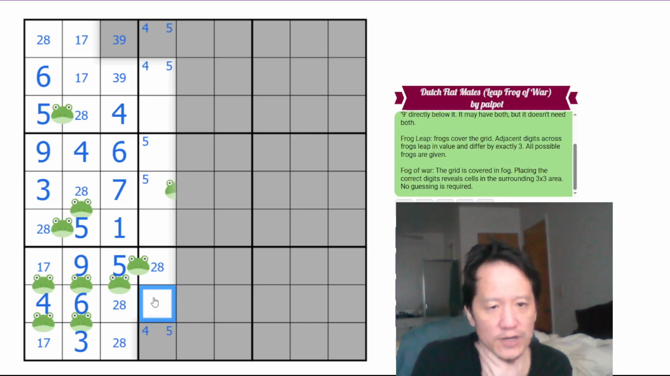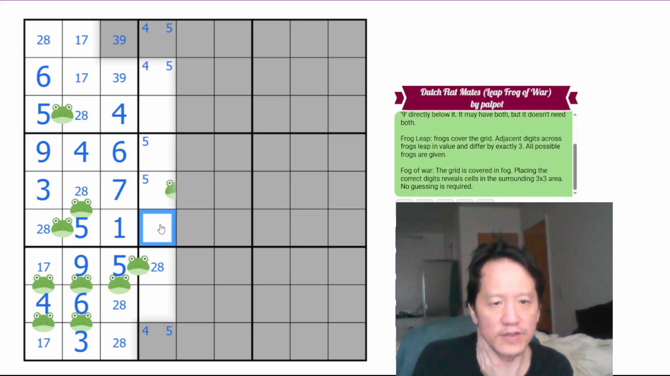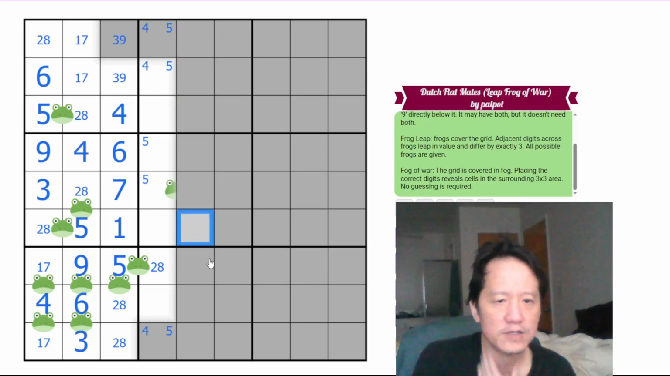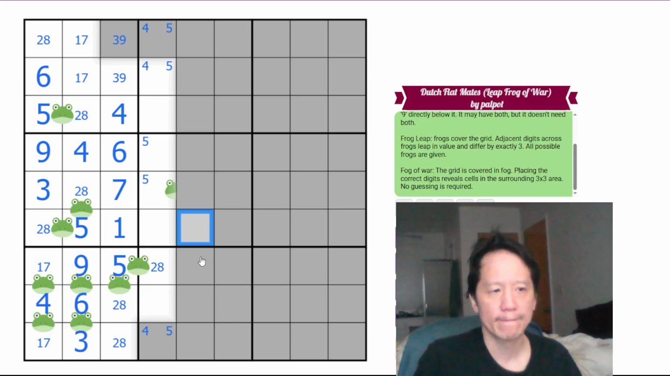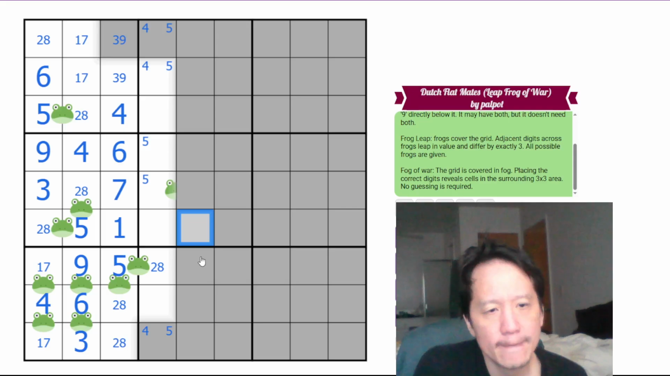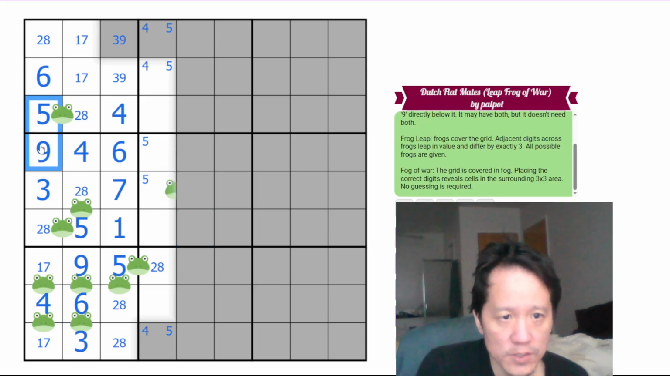If this is 5, this would have to be a 1. That's valid. If this is 5, 9 could be here or 1 could be here. That's valid. 5 here, 9 would have to be here. It's too much variety there. So this is satisfied. Let's mark those in green. This is satisfied. This is satisfied.